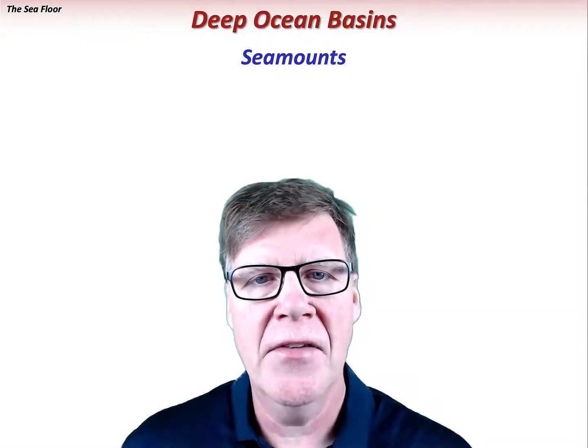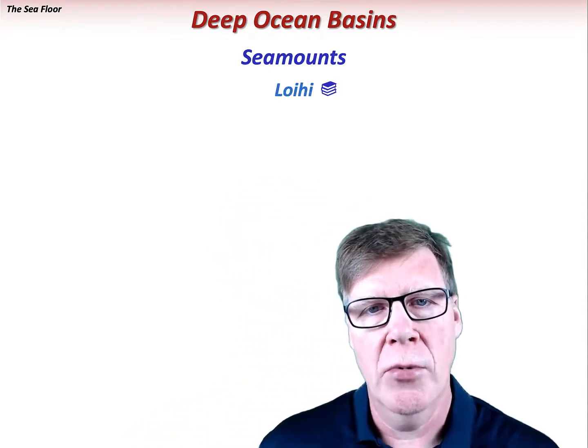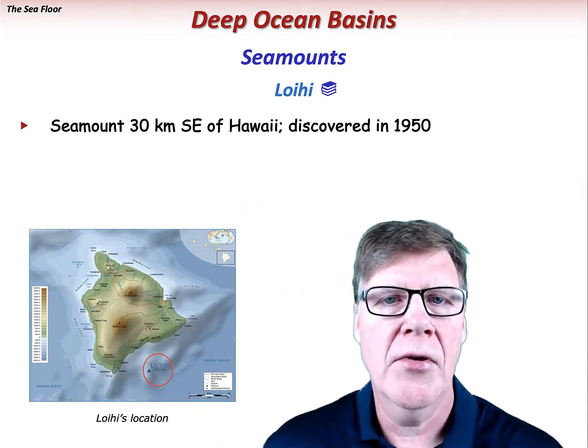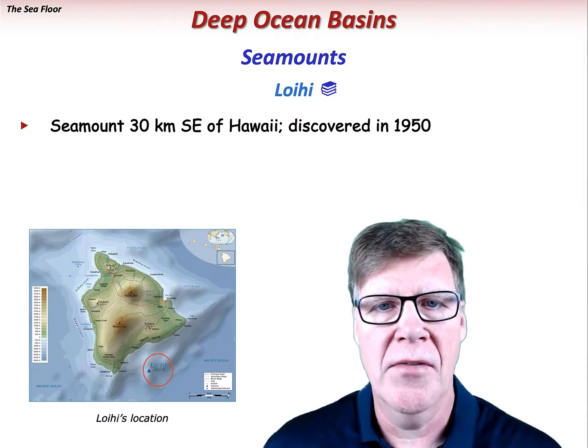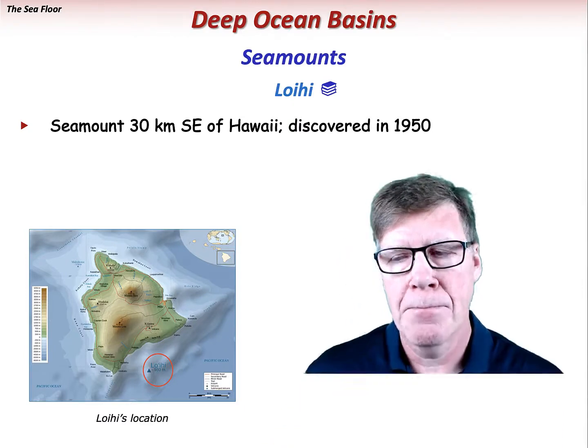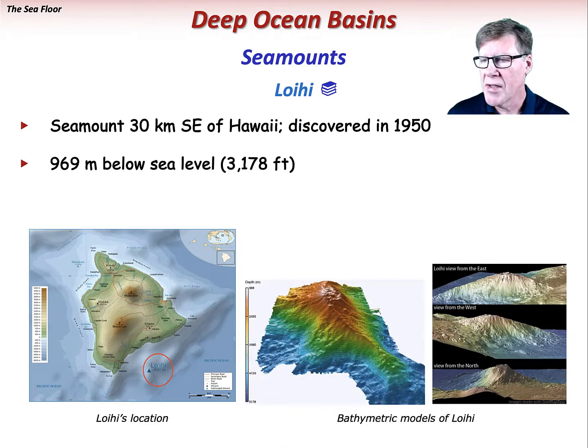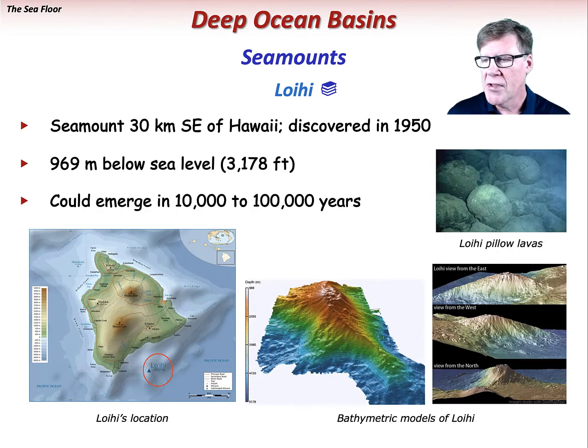Discovered in 1950, Loihi is a notable seamount located only 30 kilometers off the southeast coast of the Big Island of Hawaii. Its summit is a little less than 1,000 meters below the surface, but in time could emerge above sea level, say in 10,000 to 100,000 years. It may have the destiny of becoming the next Hawaiian island.